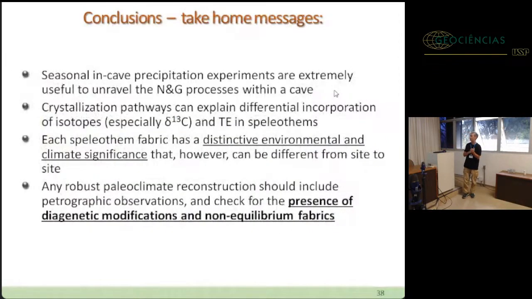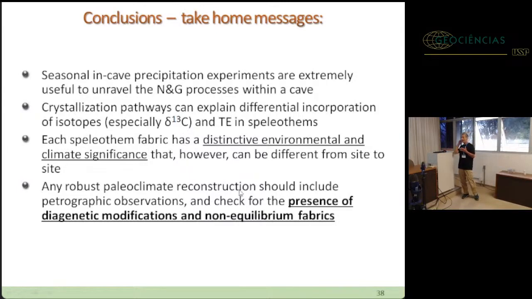Okay, so these are a few take-home messages. We have seen that we can use a very simple calcite farming experiment to test the nucleation processes that are active in our cave. And this will tell us about the crystallization pathway in this particular cave or speleothem. And these different pathways can have a different incorporation for especially carbon isotope and trace element as well.